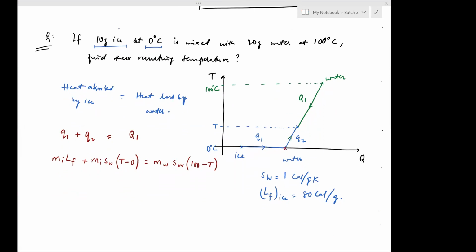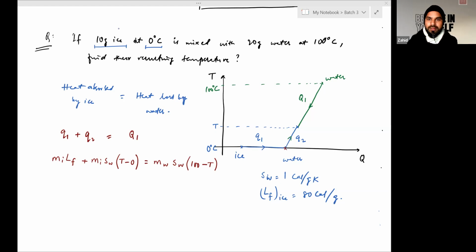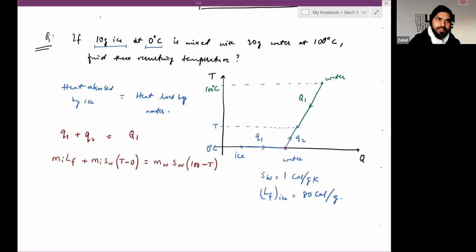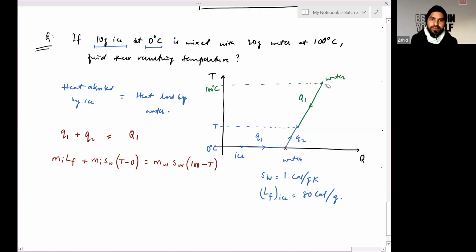So are you taking the heat capacity of water for Q2? Since water is initially at 100 degrees Celsius, when you go from this point to this point, this heat will be termed as a specific heat. So we can say specific heat of water will be 1 calorie per gram per Kelvin. That's why capital Q1 is a specific heat.